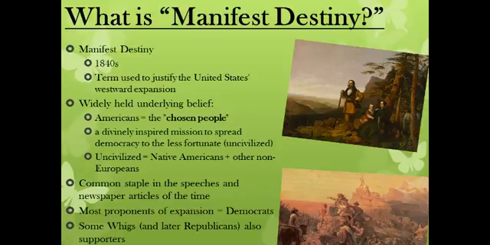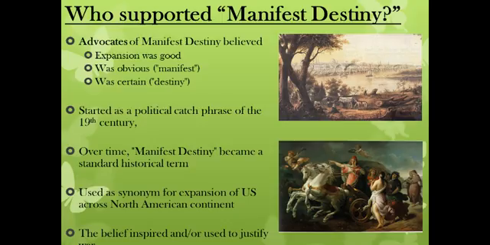It was a common staple in speeches and newspaper articles at the time, and the major supporters of expansion were Democrats, but some Whigs and Republicans also later jumped on this bandwagon. So advocates of Manifest Destiny believed that it was good, that it was obvious or manifest, and that it was certain or it was our destiny to move westward. It started as a political catchphrase during the 19th century, but over time it became a standard historical term. It was used as a synonym for expansion of the U.S., and the belief inspired and or was used to justify war, like in the case of the Mexican-American War.